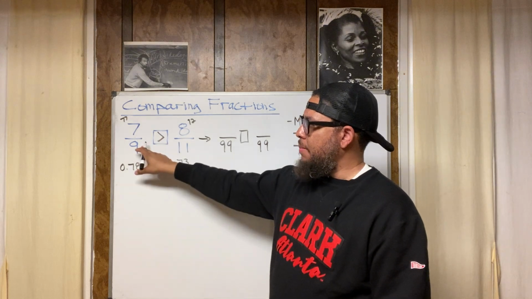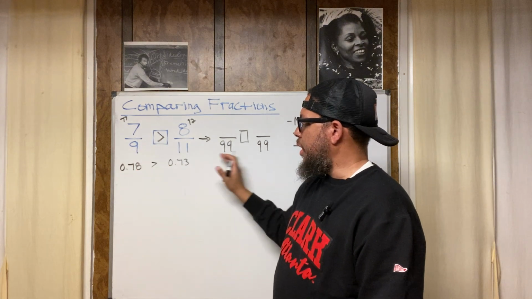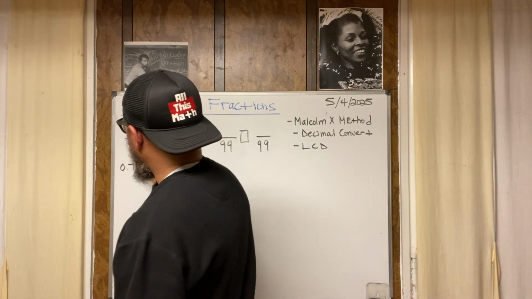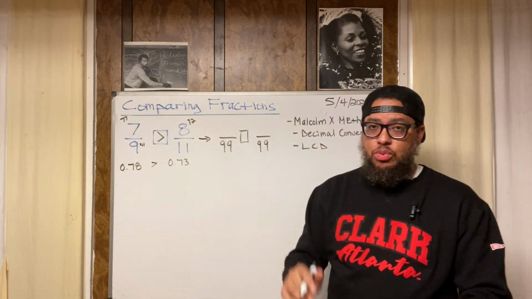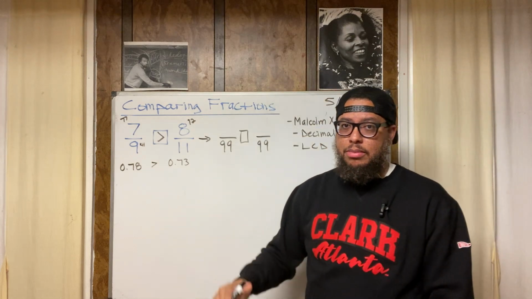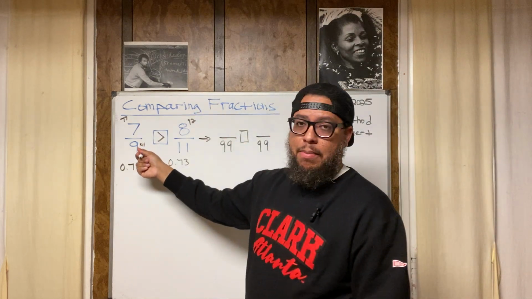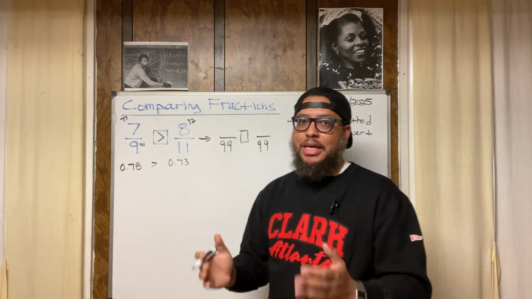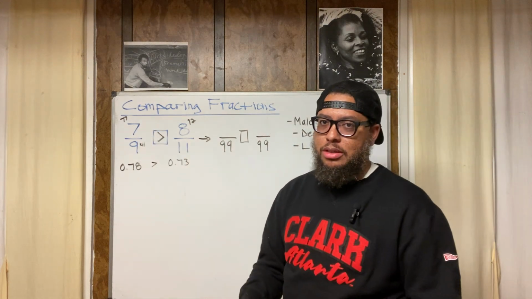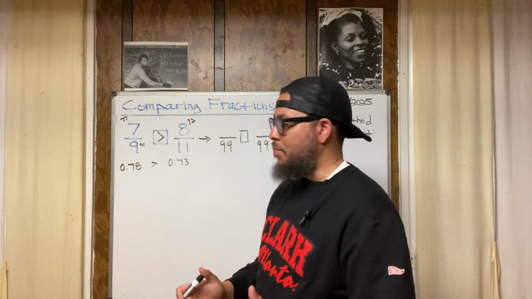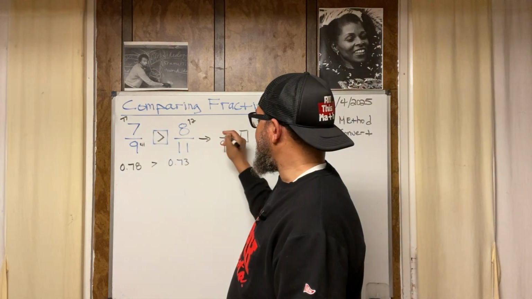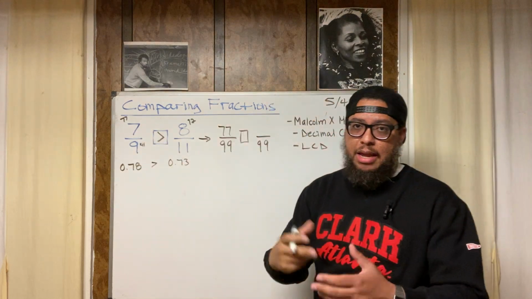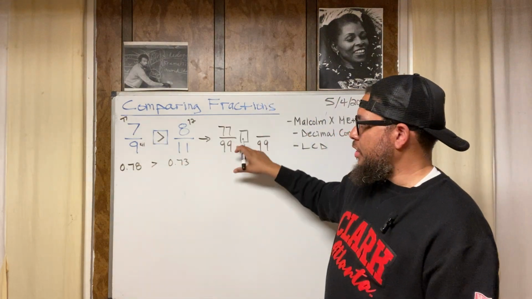Ask yourself, how did I make 9 turn into 99? I multiplied by 11 because 9 times 11 is 99. Now, whatever I do at the bottom is what I do up top. So if I multiply by 11 down bottom, I'm multiplying by 11 up top. Again, you got to know your multiplication facts. This is going to be so easy if you know your multiplication facts. I promise you. What's 7 times 11? 77. So 7/9 is equivalent to, meaning it has the same value as, 77/99.